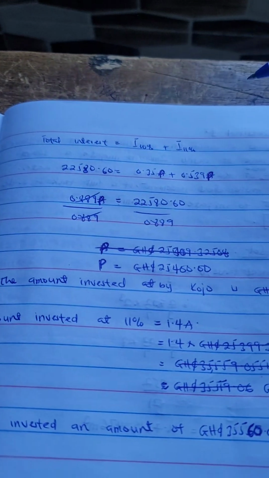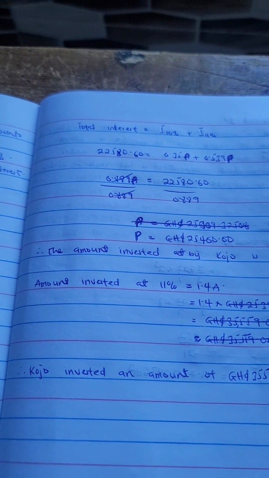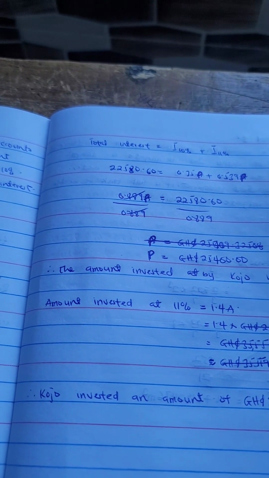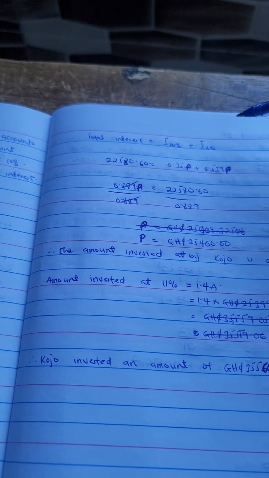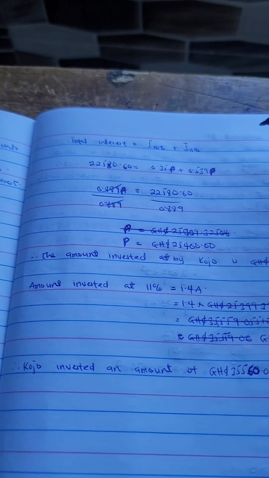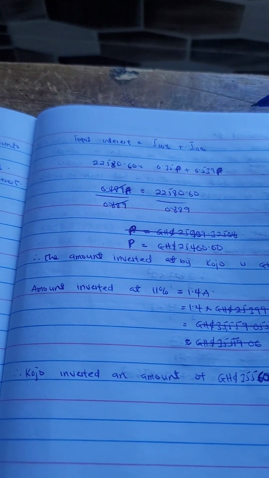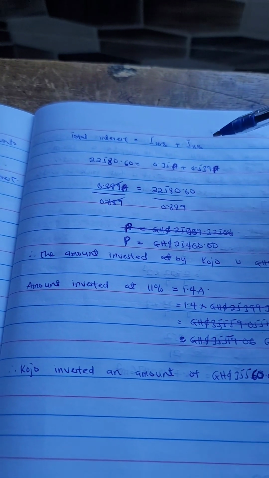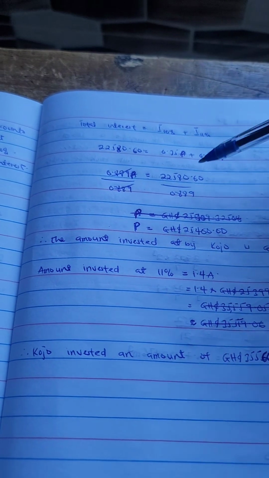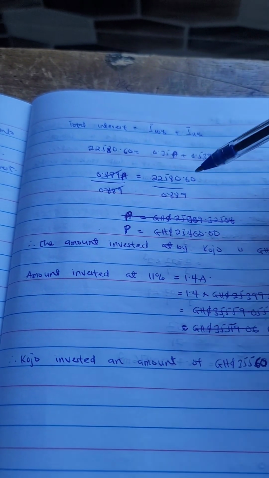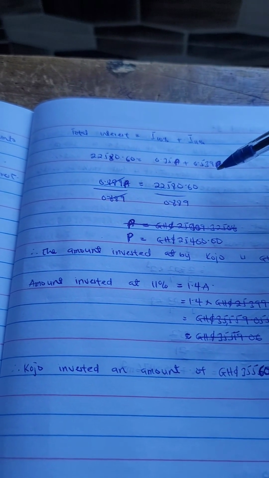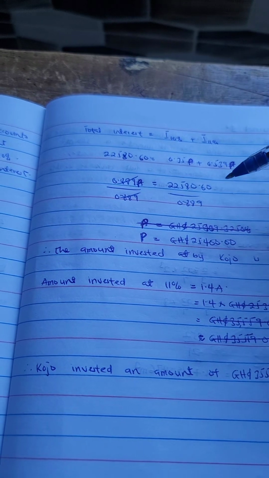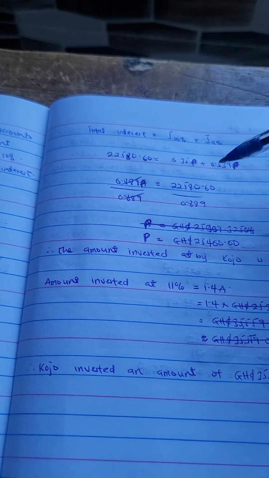All right. So our total interest in the question was 22,580 Ghana cedis, 60 pesewas. We need to add the two interests that we got at 10% and 11% and equate it to the total interest, which was 22,580 Ghana cedis, 60 pesewas. When you add 0.35P to 0.539P, you get 0.889P, equal to 22,580 Ghana cedis, 60 pesewas.